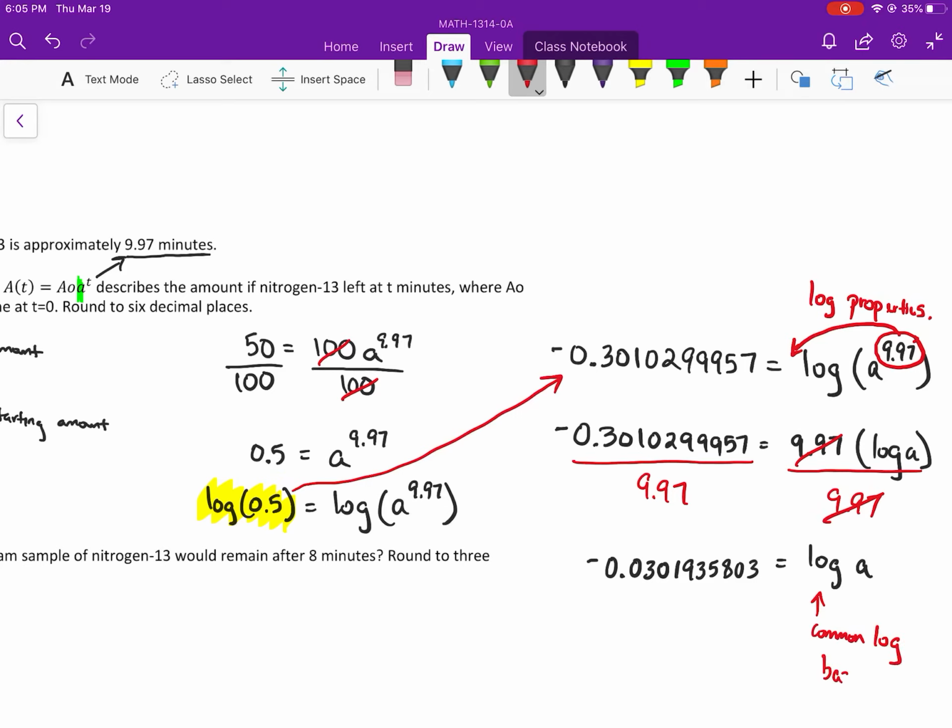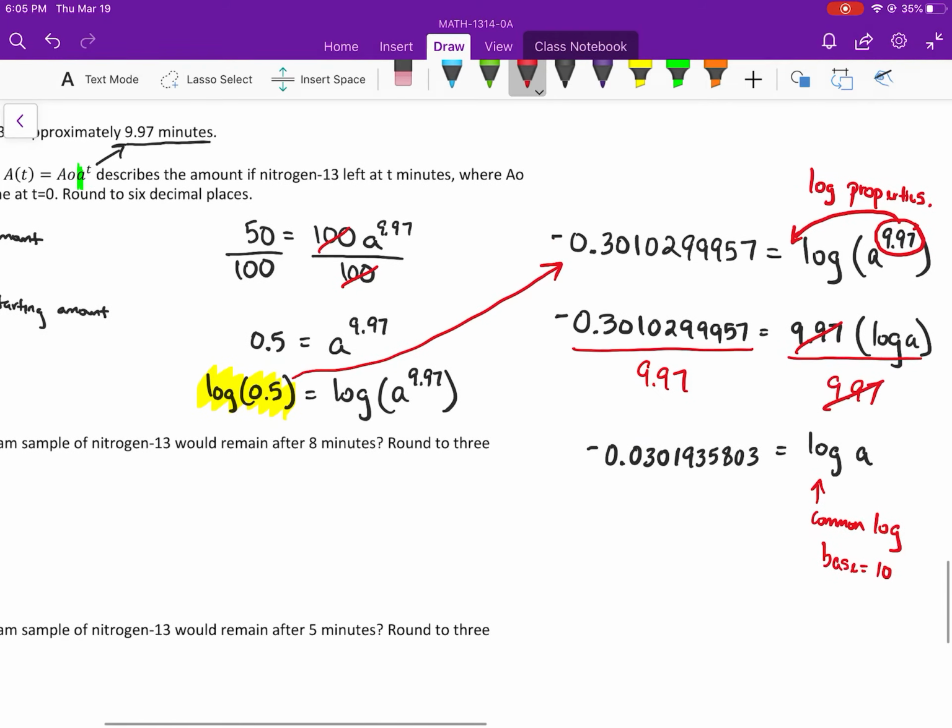And it has a base of 10. Okay, so we have to rewrite this. The base is right here. We have to rewrite this as 10 to the negative 0.0301935803, and that's going to equal A. Okay, so we're almost finished.